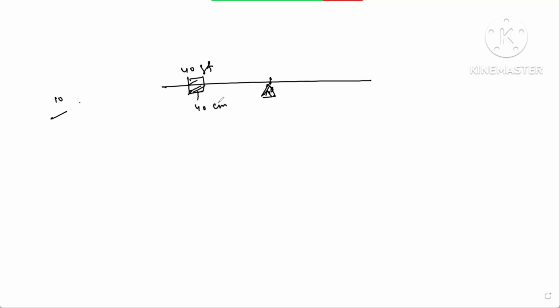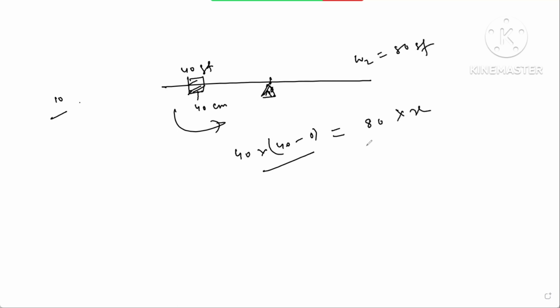So what will be the anti-clockwise moment? 40 into 40 minus 0. This is the anti-clockwise moment. It will be balanced by the clockwise moment. W2 is given as 80 gram force. So 80 into x. Find the value of x. x is 1600 by 80, that is 20 centimeter right of O. This is the point O, so here it will be the distance. Now next, question number 11.